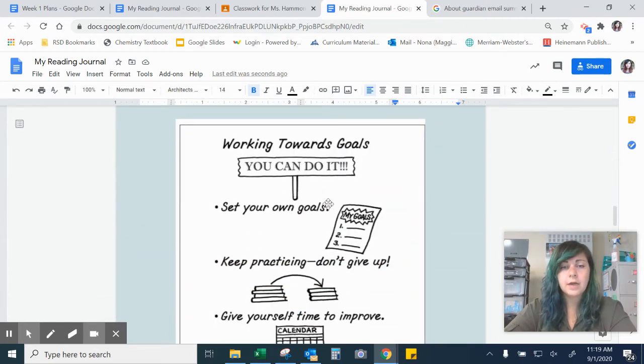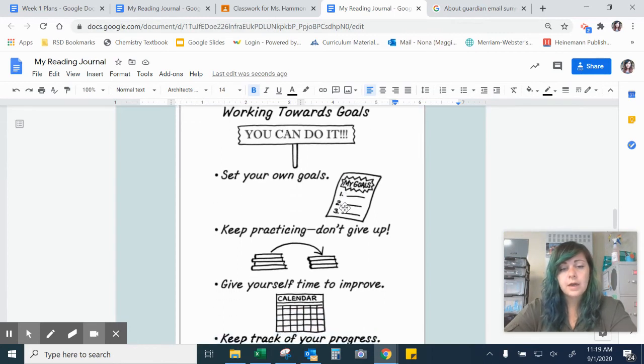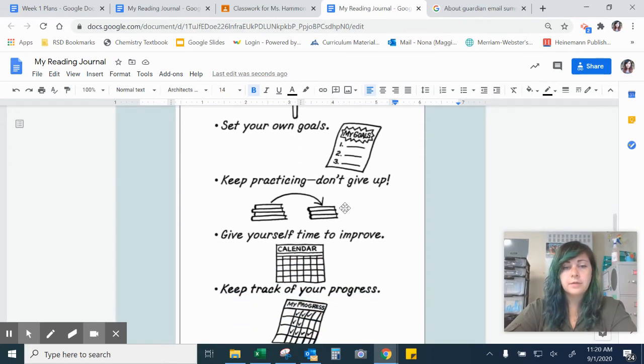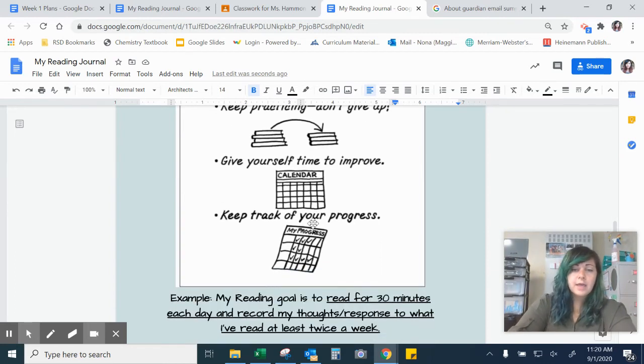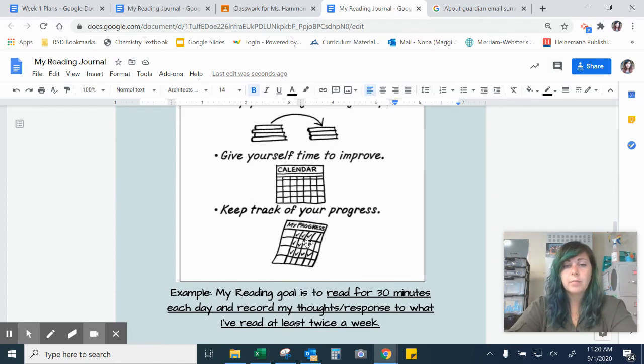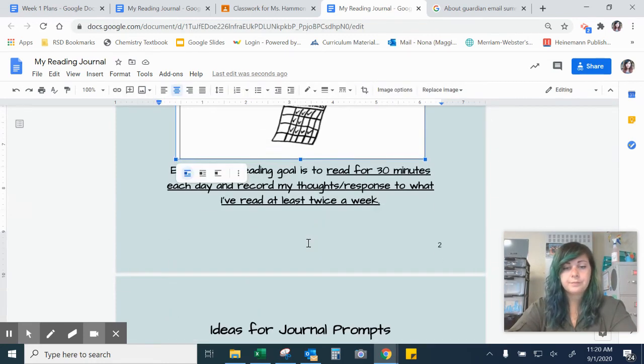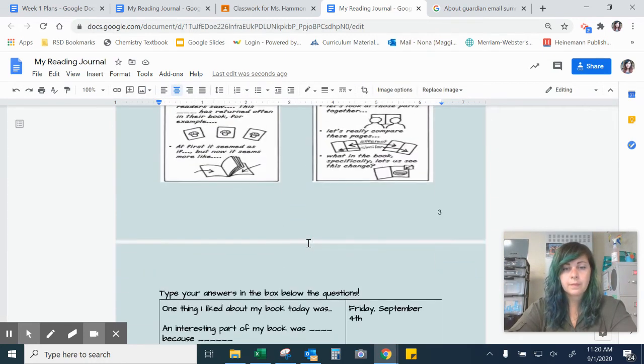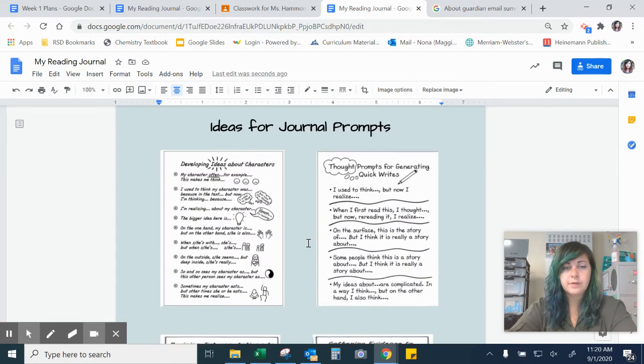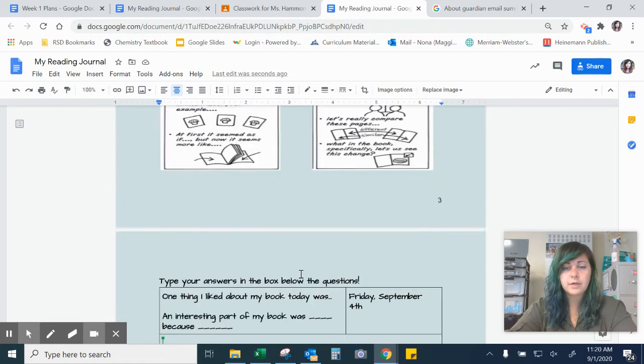You'll find right after your reading log, there's always going to be some helpful posters that remind you about what we're working on. Right now, we're just setting some goals, and your goal is to keep reading, read for that 30 minutes. Hopefully you guys have been reading over summer, and keep track of your reading by filling out your reading log above. You'll find some more helpful tips if you need ideas on things to write about later.